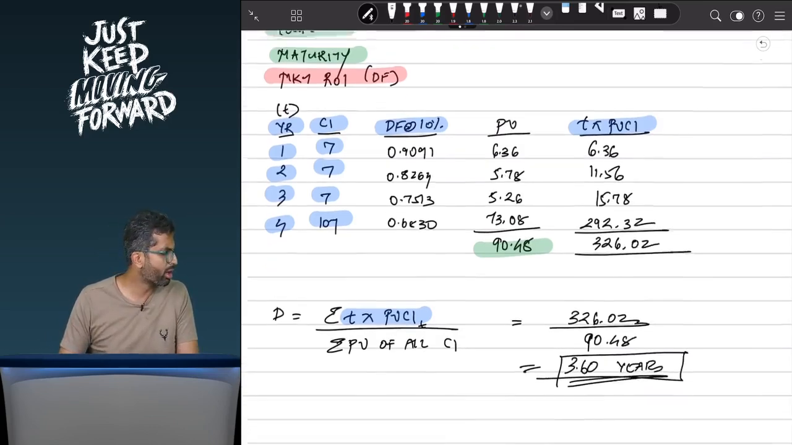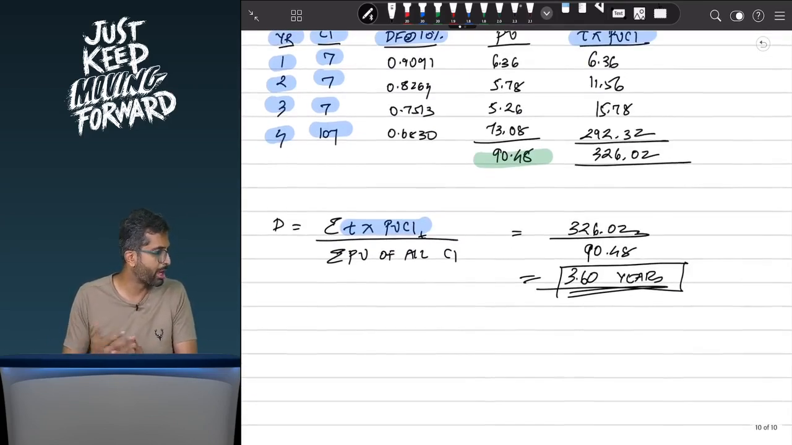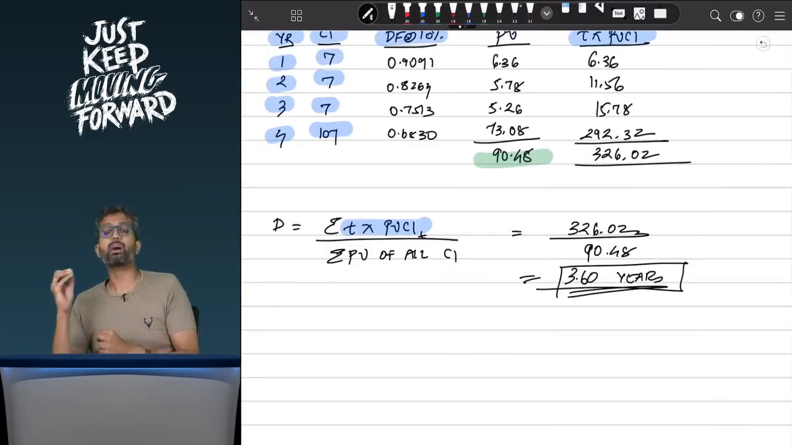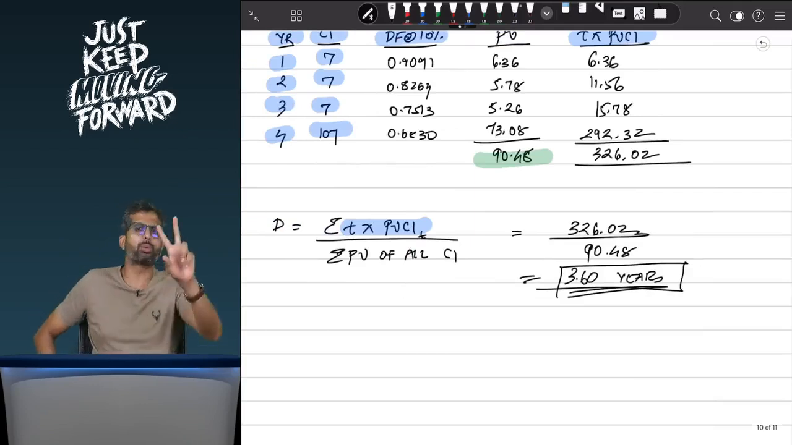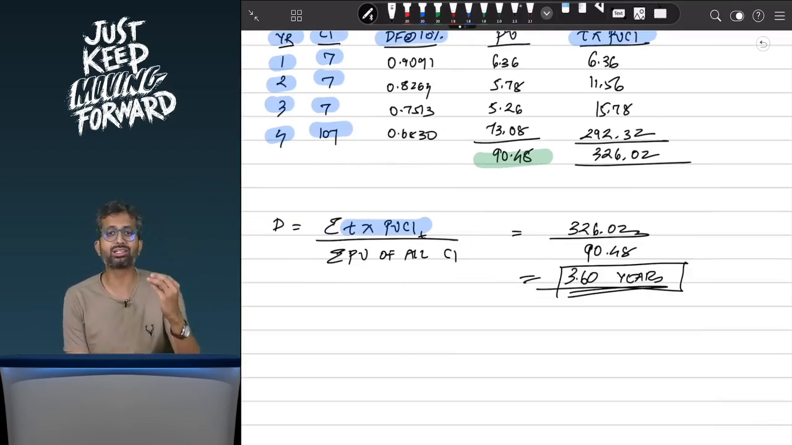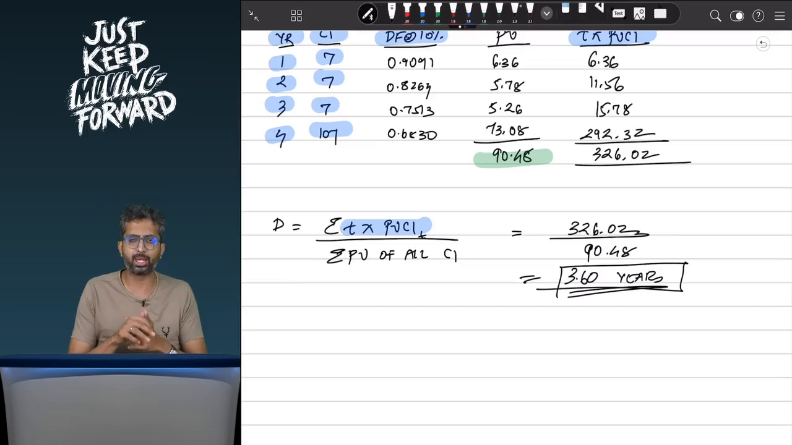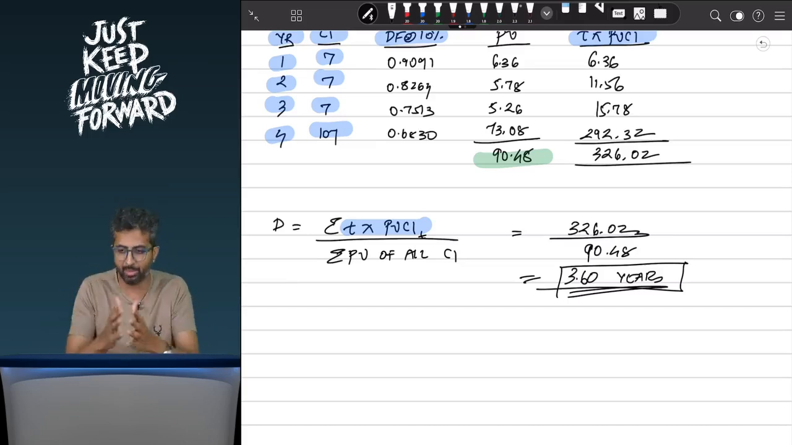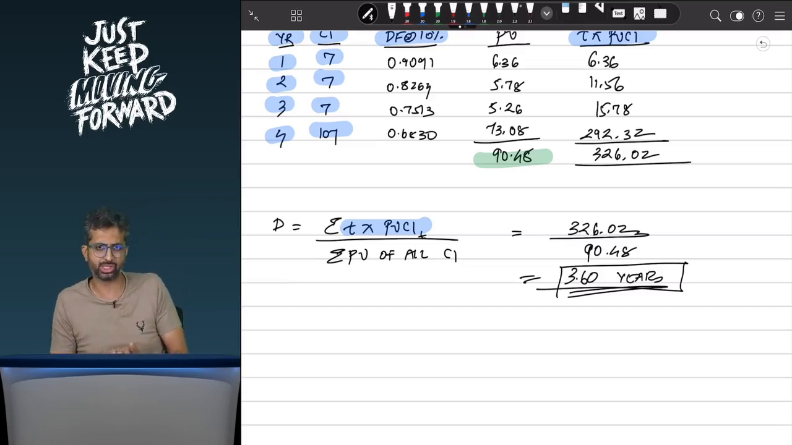Now the institute will not ask you the logic. We will try to understand the logic though. What does this number 3.6 indicate? There are two interpretations of this. There is something called a payback period. What do you mean by payback period? By what time, discounted payback period, will I recover my investment? That is approximately 3.6 years.